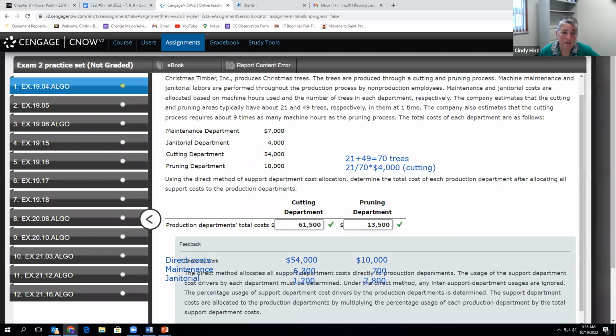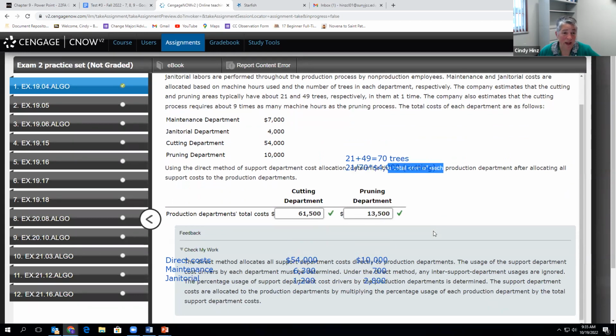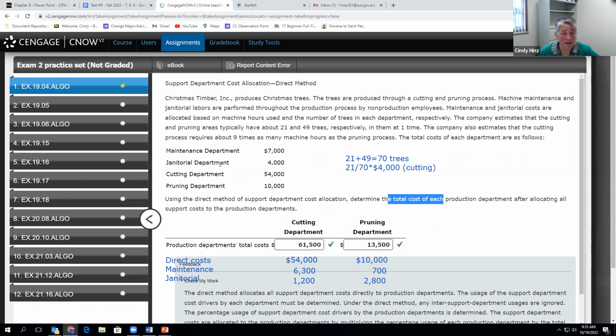Really important there that we read what it is actually asking for. So this asked for total cost. It could have asked for the allocation of the maintenance department. It could have asked just for the allocation of the janitorial department. It could have asked for the total allocation, meaning we just add the maintenance and janitorial together. But because this asked for total cost of the department, we knew we had to include those direct costs as well.